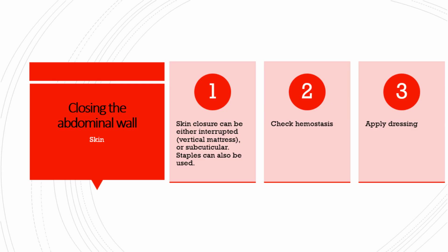Proper skin closure is essential for minimizing complications such as infection, wound dehiscence, and ensuring optimal cosmetic outcomes for the patient. The skin can be closed with staples or sutures. If using sutures, the subcuticular technique involves placing a continuous suture just beneath the skin layer. It provides excellent cosmetic results and reduces the risk of scarring. Absorbable sutures are usually preferred since they do not need to be removed. Then, confirm again that there is good hemostasis and apply a sterile dressing.